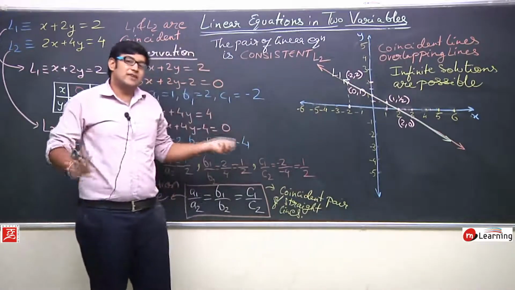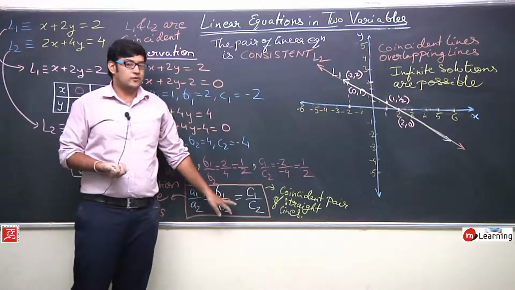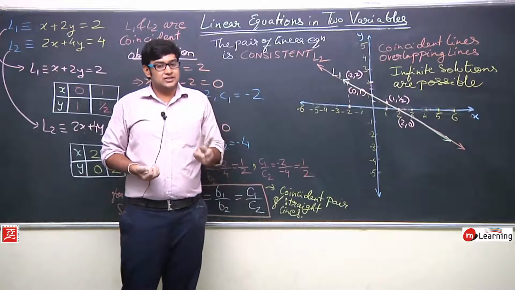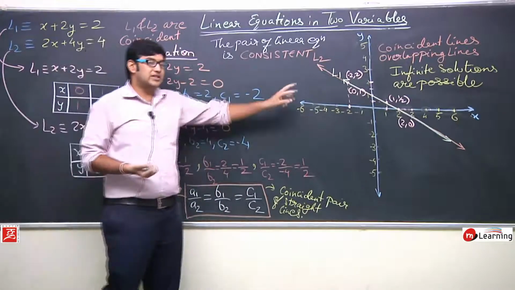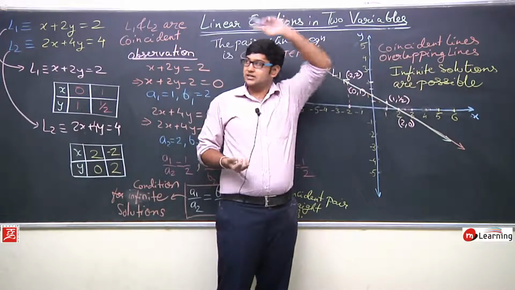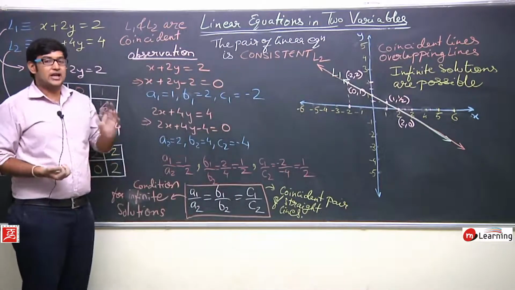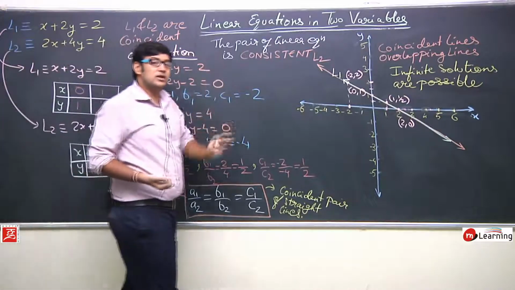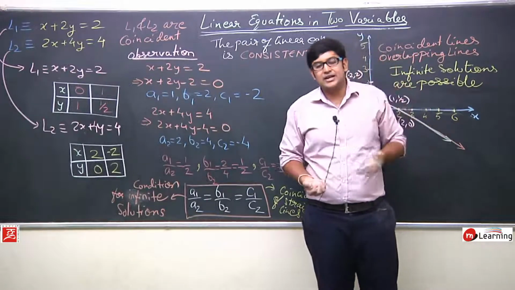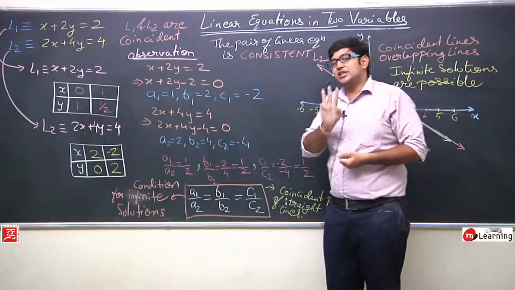Okay, so what we have understood, that if the ratio of coefficient of x is equal to ratio of coefficient of y is equal to the ratio of constant term, then the two equations will represent two coincident straight lines, or the two equations represent infinite solutions. The two equations will have infinite solutions. And third case, that the pair of linear equations is consistent. Okay. So in this manner, you need to remember this. Again, you need to remember this condition also. So we have understood three conditions.